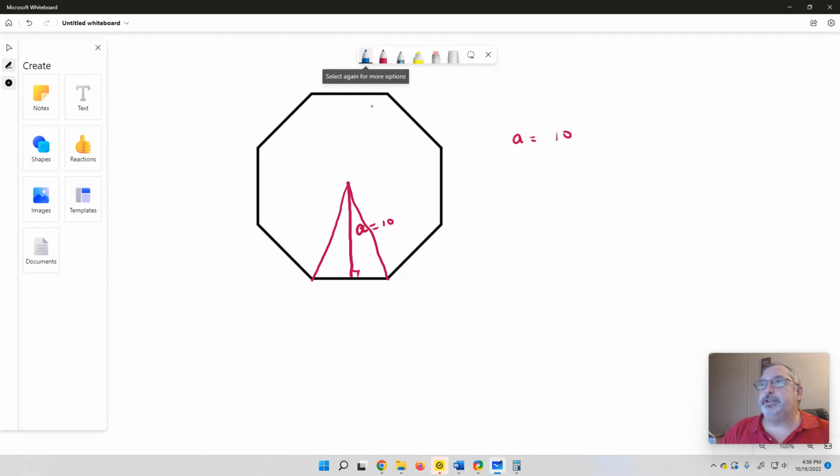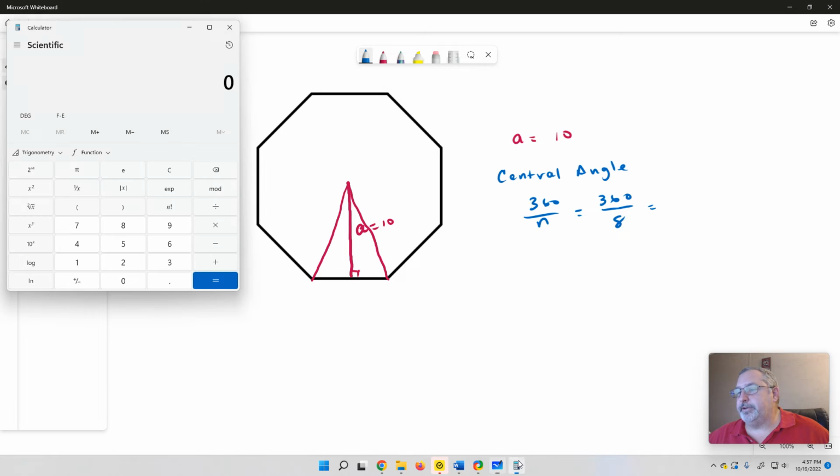In order to use a trig ratio, I'm going to have to know what this central angle is. Now remember, to find the central angle, you have to take 360 and divide it by the number of sides. Well, this is an octagon, so in this case, I'm taking 360 and dividing it by 8. And I have my calculator here, so 360 divided by 8 gives me 45.